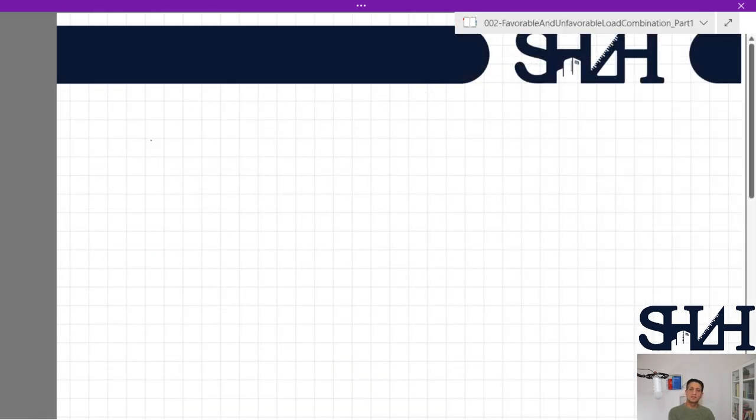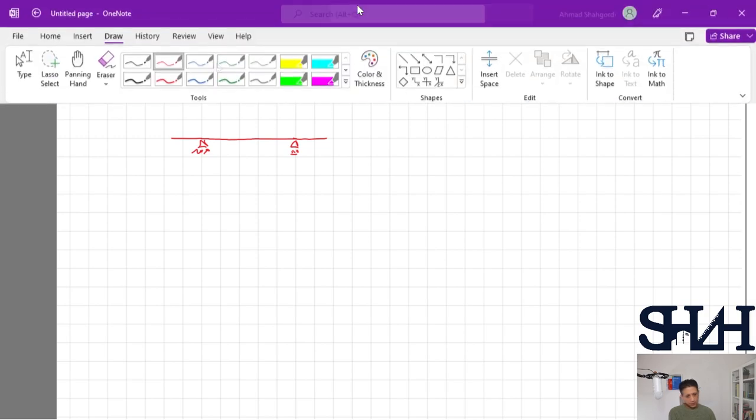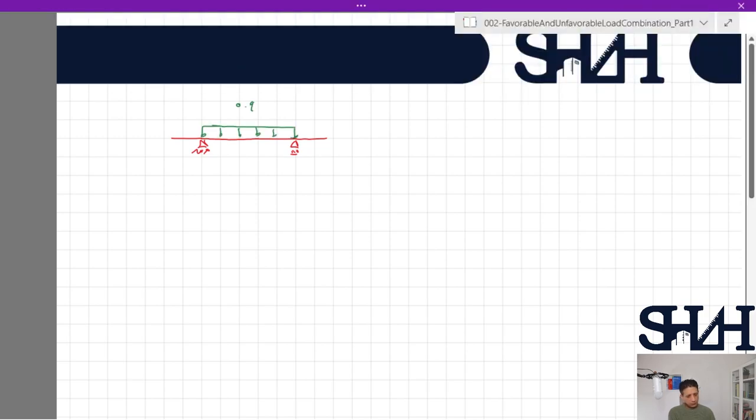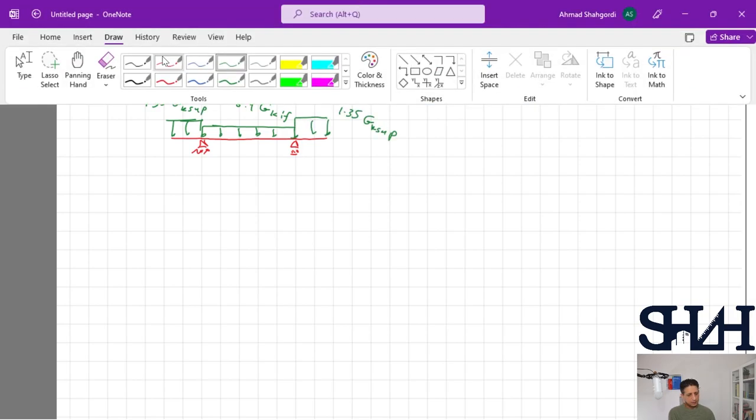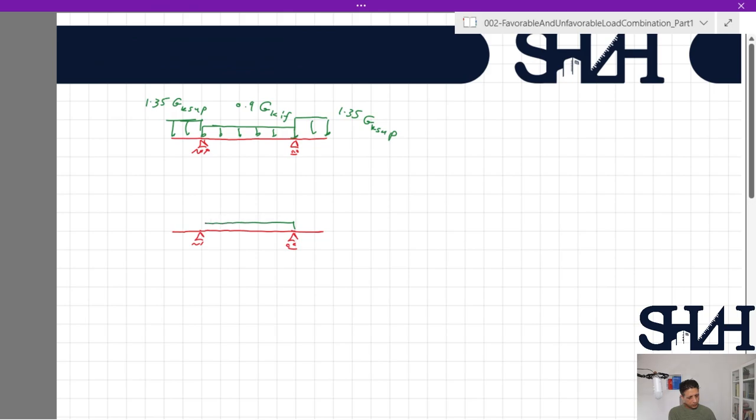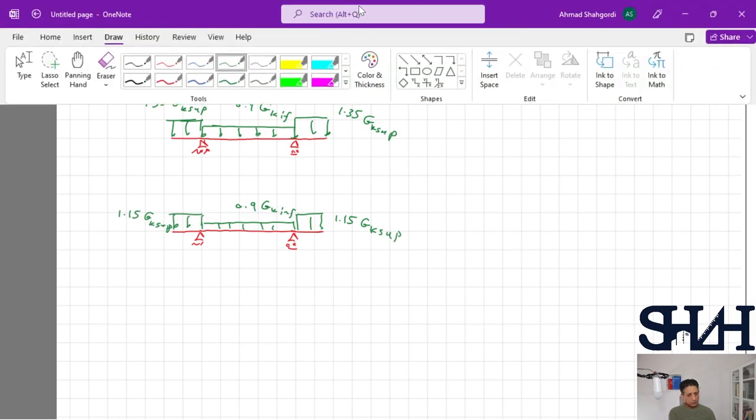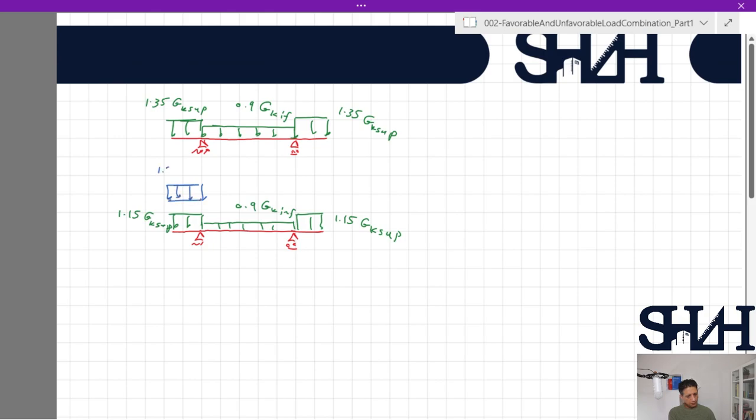Now, if you are interested in the most favorable results, then we can easily sketch based on what we learned so far. So you apply the 0.9 times GK inferior here and 1.35 GK superior on overhang. This is one case, and the other case can be 0.9 GK inferior, 1.15 GK superior, and also the live load will be applied on only overhang, 1.5 QK and 1.5 QK.